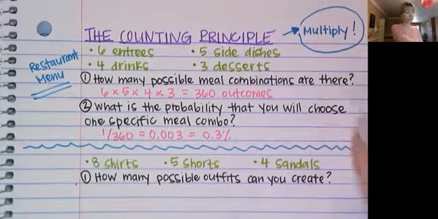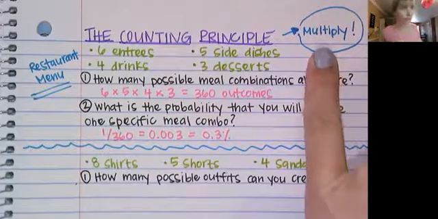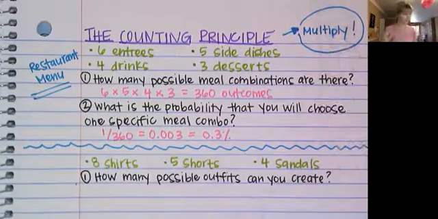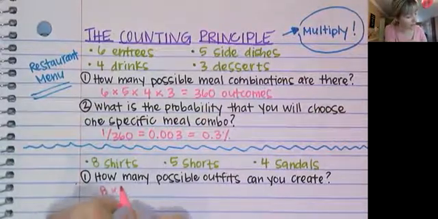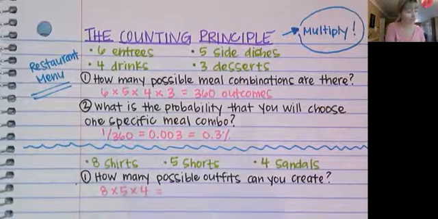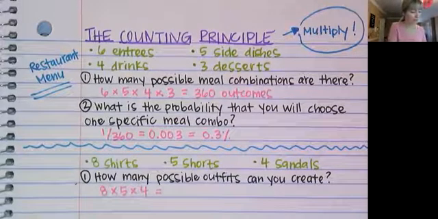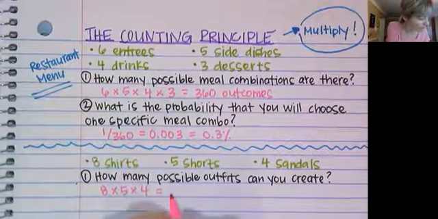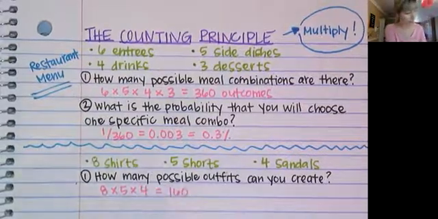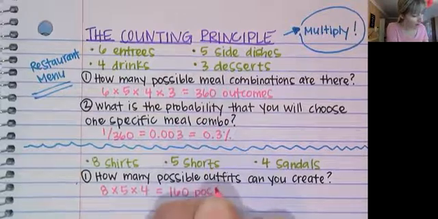Well, what's the big keyword we wrote up here? Everybody tell me, what do we write there? Multiply, right? We multiply all of our possibilities there. So that's what I'm going to do here. I'm going to say, okay, I have 8 shirts, I have 5 shorts, I have 4 pairs of sandals. 8 times 5 times 4 means, that may not have sounded like a ton to you to start, but that's actually 160 possible outfits.